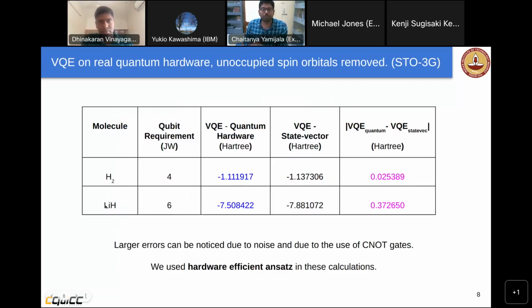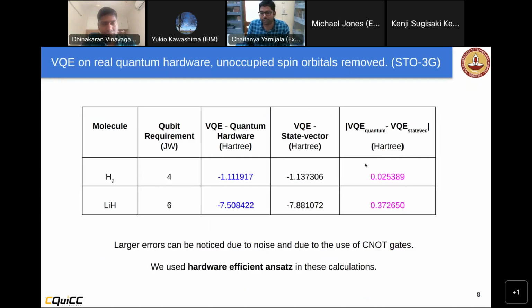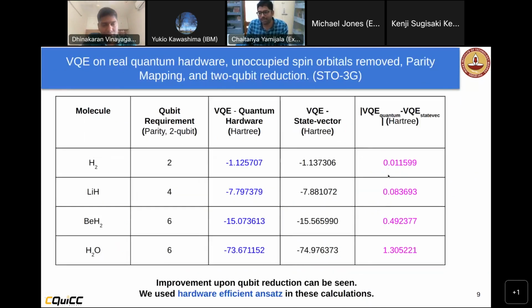Okay, so all these calculations were done using hardware efficient. So we tried to reduce the qubit and the gate counts. Once we did, the errors are reducing. For example, if you consider only H2 and LiH, which I have shown in the earlier case, here you see that the errors are 0.02 and 0.37. That has reduced a bit when you are reducing the qubit requirement.